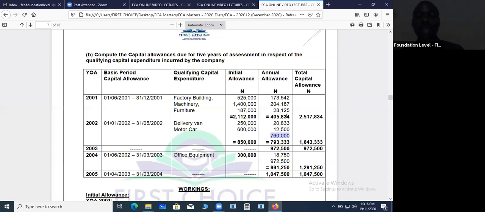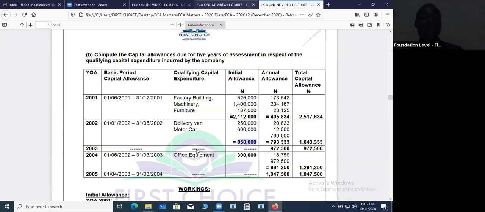You add them up together, you have this figure as your annual allowance. You add these other two together, you have 850 as your initial allowance. When you add initial to annual, you have your full figure here. For year 3, there were no assets bought. Since there were no assets bought, there will be no initial allowance.